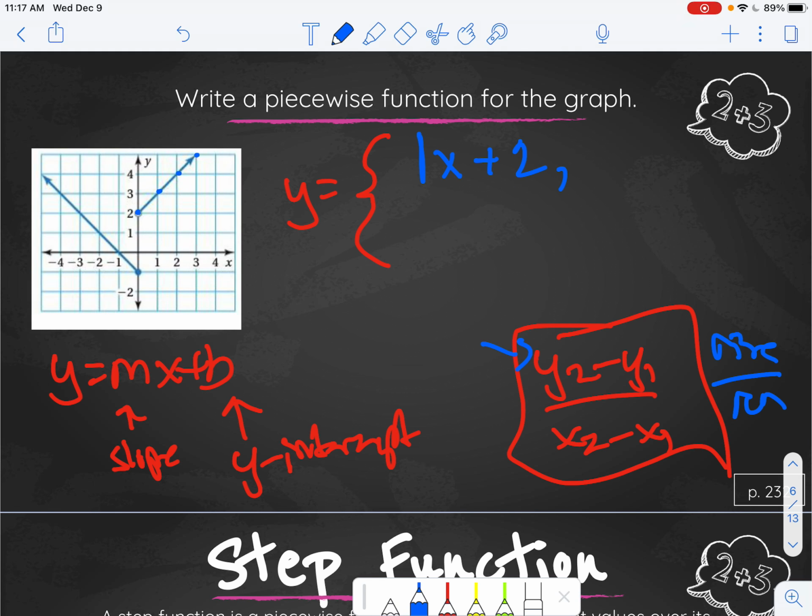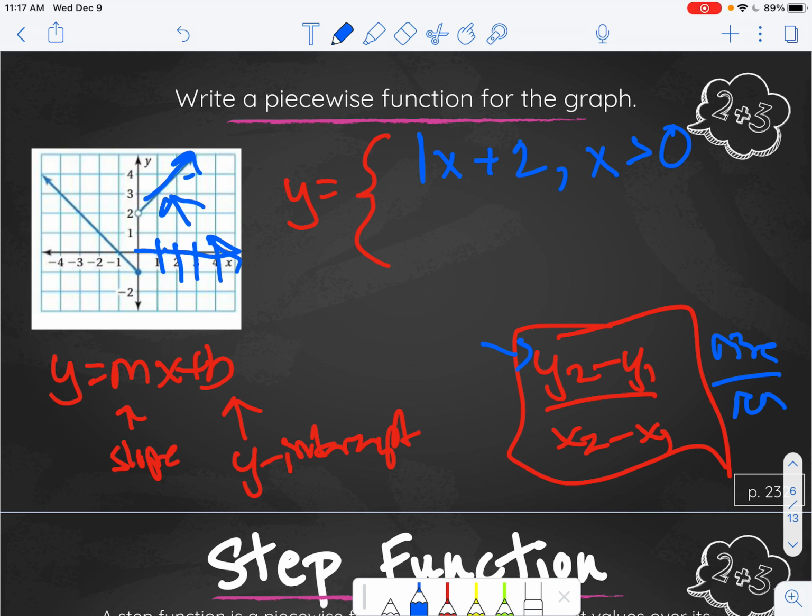Now we need to put the condition on this line. We put the condition on the x values. So when x is greater than 0, we will use this line. And it's not greater than or equal to because we have an open circle. So when these values are greater than 0, so anywhere from here on, we will use this line. That's what we're saying by that condition.